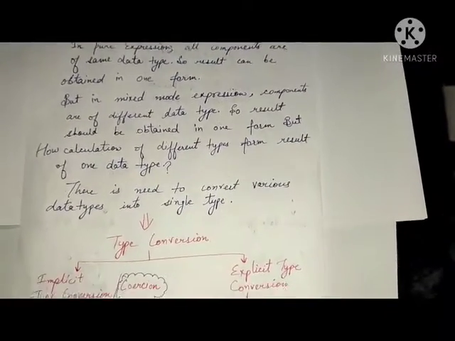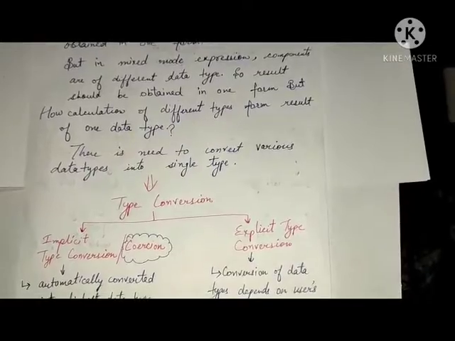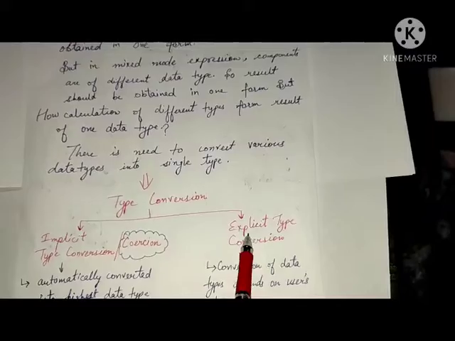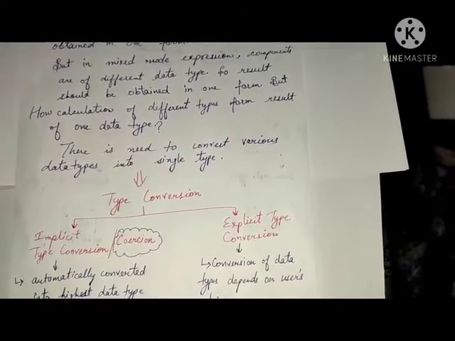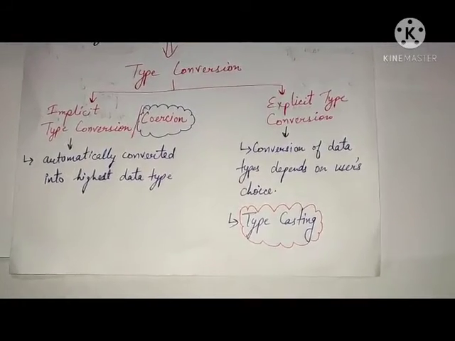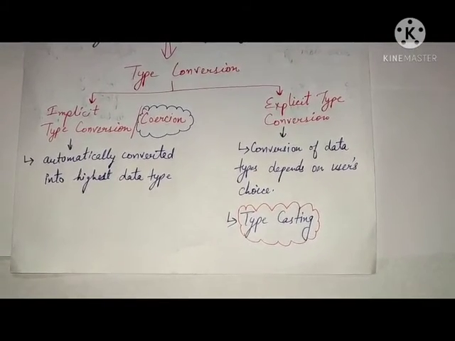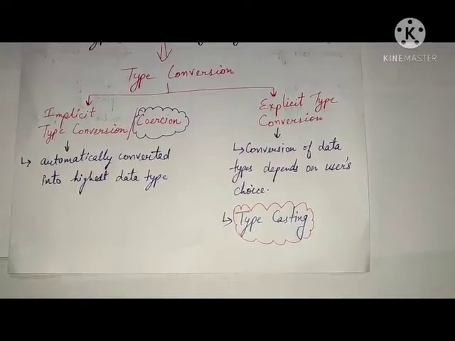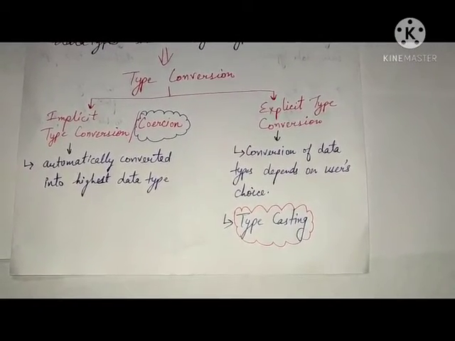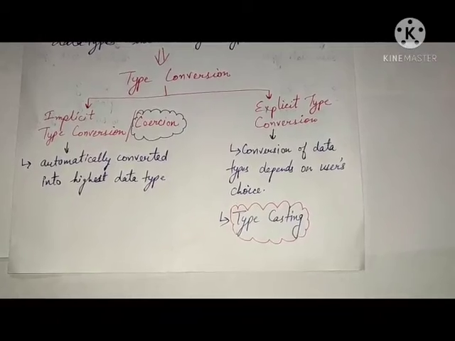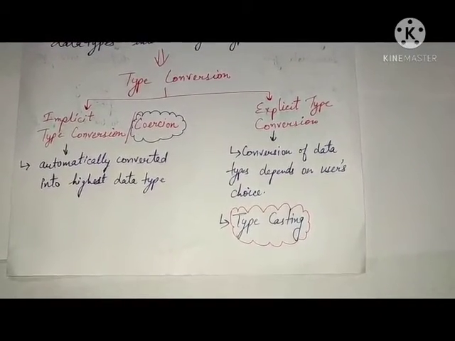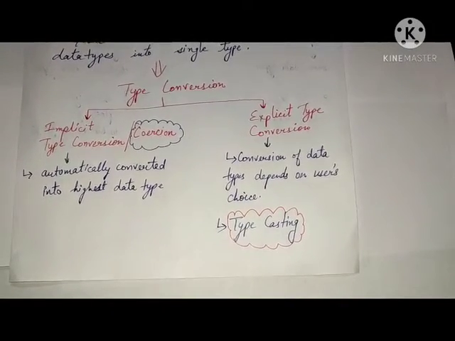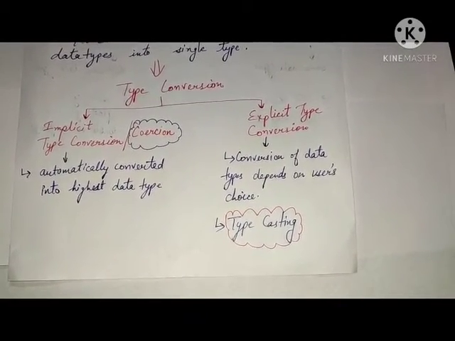What are the types of type conversion? There are two types. First one is implicit type conversion. Second one is explicit type conversion. What is implicit type conversion? In a mixed expression, the data type of the result gets automatically converted into the highest data type that is available in your expression without any user intervention. So when the conversion is automatically done, that is called implicit type conversion.